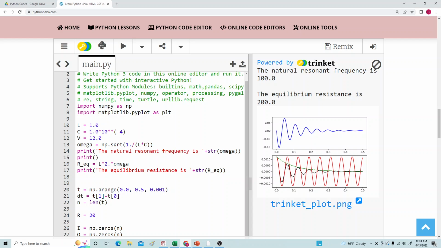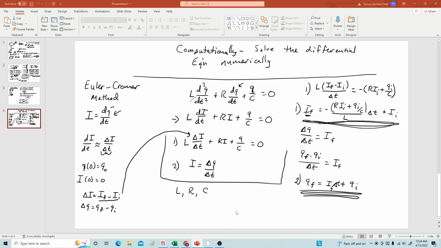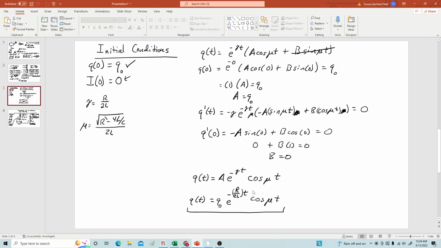Number one, the black is the actual decaying solution for the charge. So the black line represents this function right here. The black represents this function right here, the exponential decay combined with the oscillation.